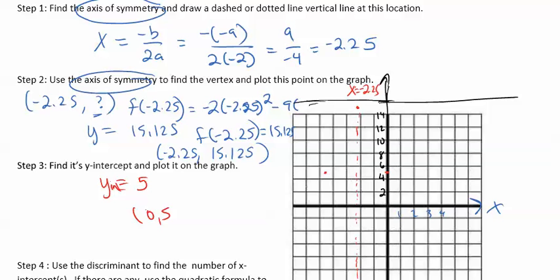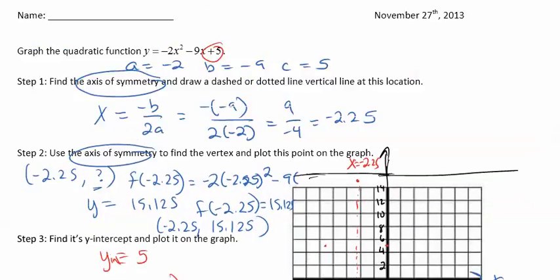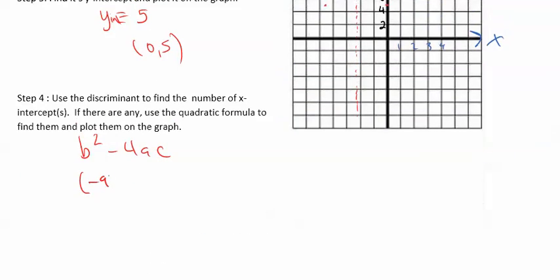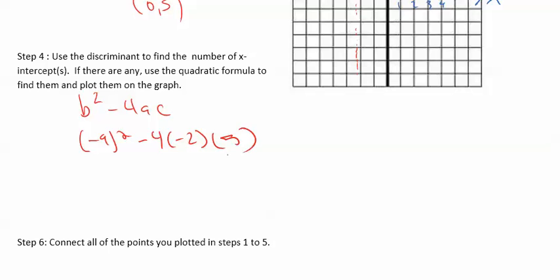Okay, so now let's go ahead and find our x-intercepts. We can find out if we have any and how many we have by b squared minus 4 times a times c. So b squared, we found that b was -9. So -9 squared minus 4 times a, which was -2, times c, which was +5. Let's calculate that. That's going to be 81.